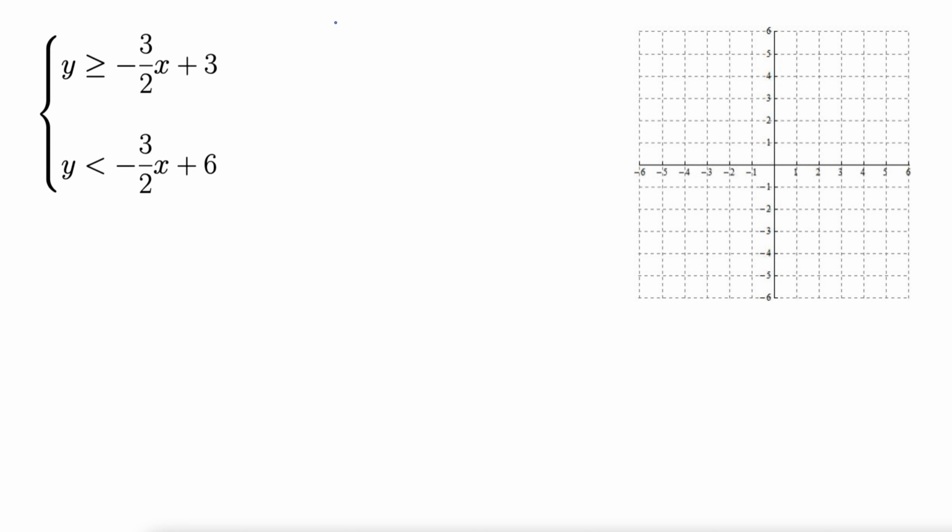So remember, when these are already in y equals mx plus b form, and remember that m is the slope and b is the y-intercept. So let's graph these things and then see what we can do about shading the region that will represent the solution set. Okay, so here, let's graph this one first.